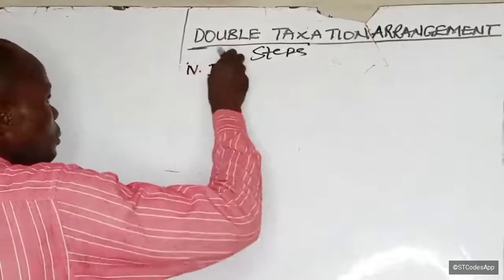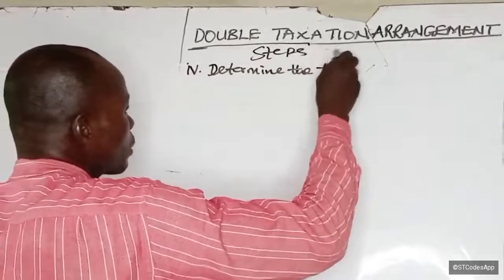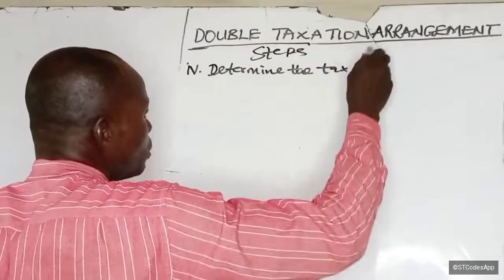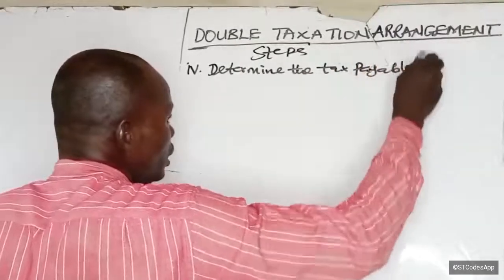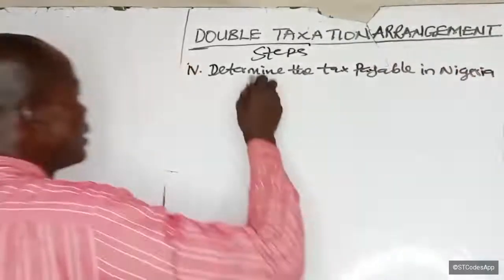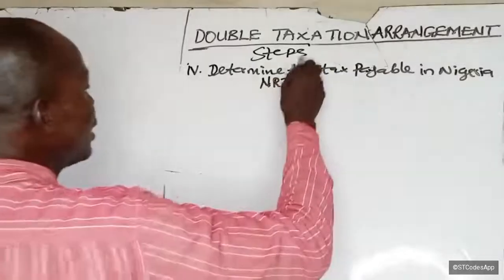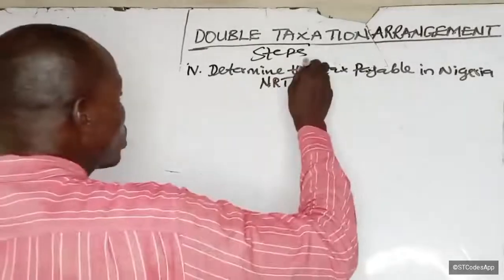Step number 4: determine the tax payable in Nigeria, which will be the Nigeria rate of tax times total profit.